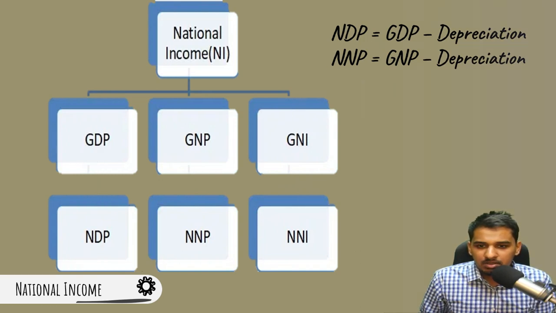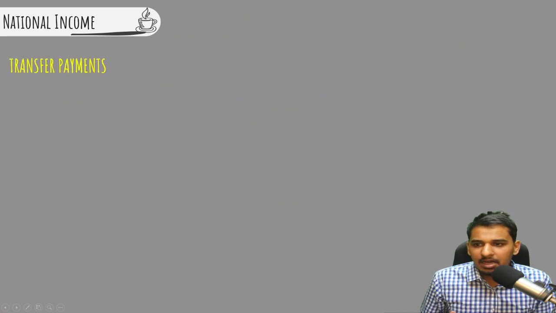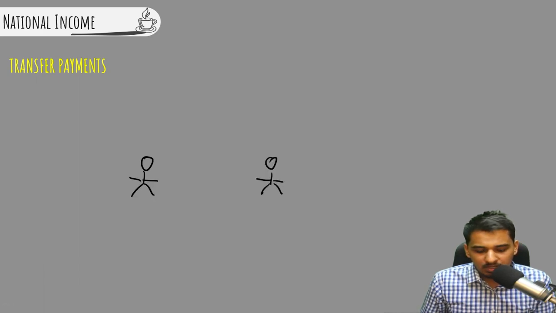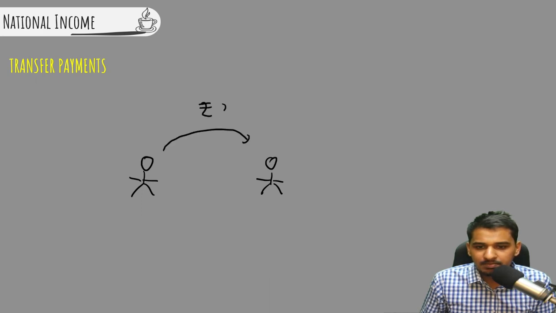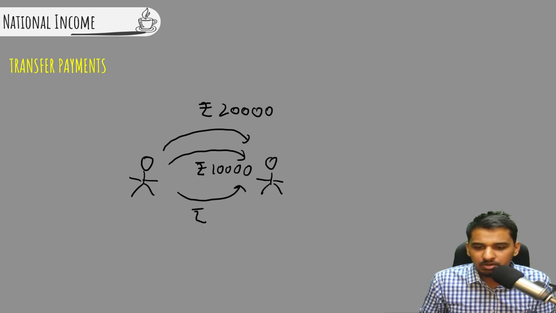Moving ahead now, another important concept is transfer payments. What it wants to say is that suppose this is you and this is your brother or sister. Suppose your brother asks you, please send me rupees 20,000. Then he again asks you to send 10,000 more. And then a third time he asks, please send me 5,000 more.